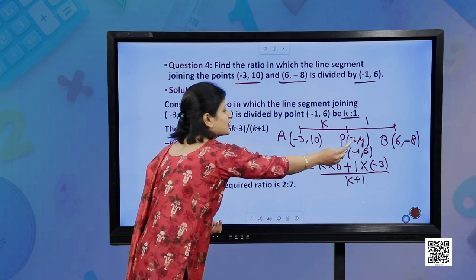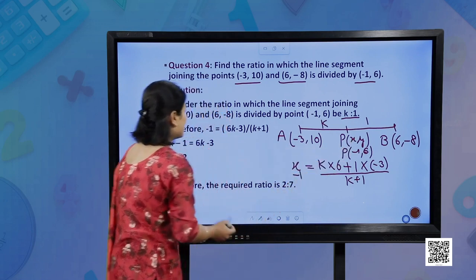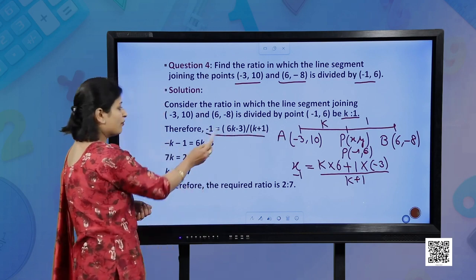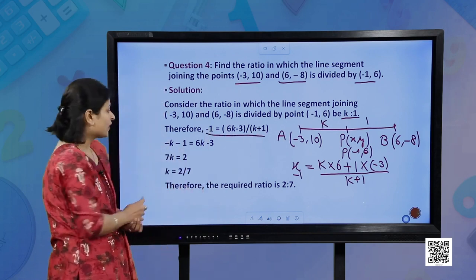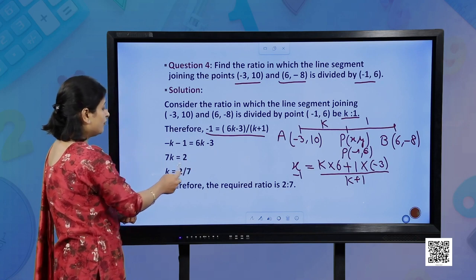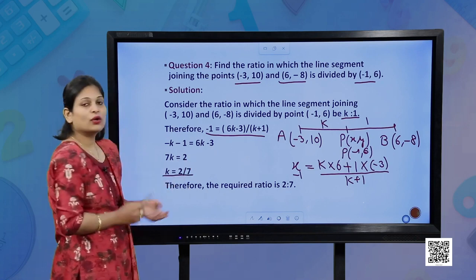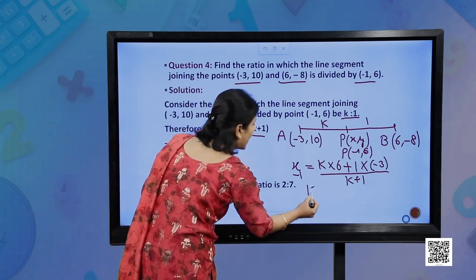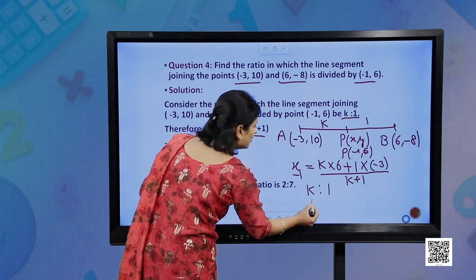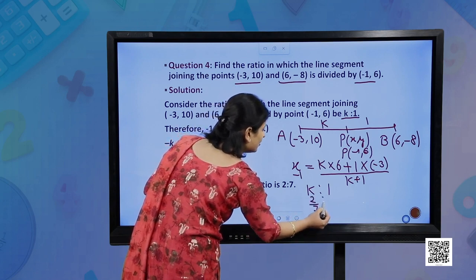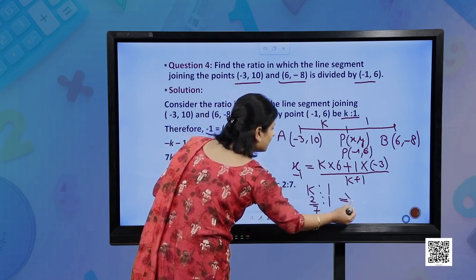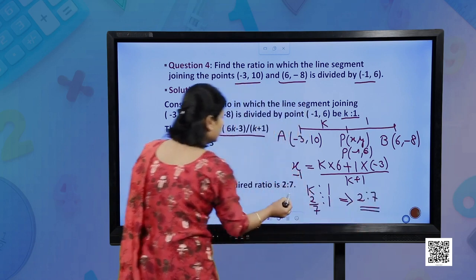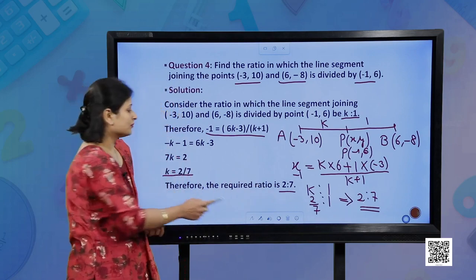And you know what x is? x is given as minus 1. So, simply substitute x as minus 1, you will get this equation. You have to solve for k. Just simply solve it. You will get the value of k as 2 by 7. As you have considered the ratio as k is to 1, this is 2 by 7 is to 1. What will you get? 2 is to 7. So, the ratio is 2 is to 7.